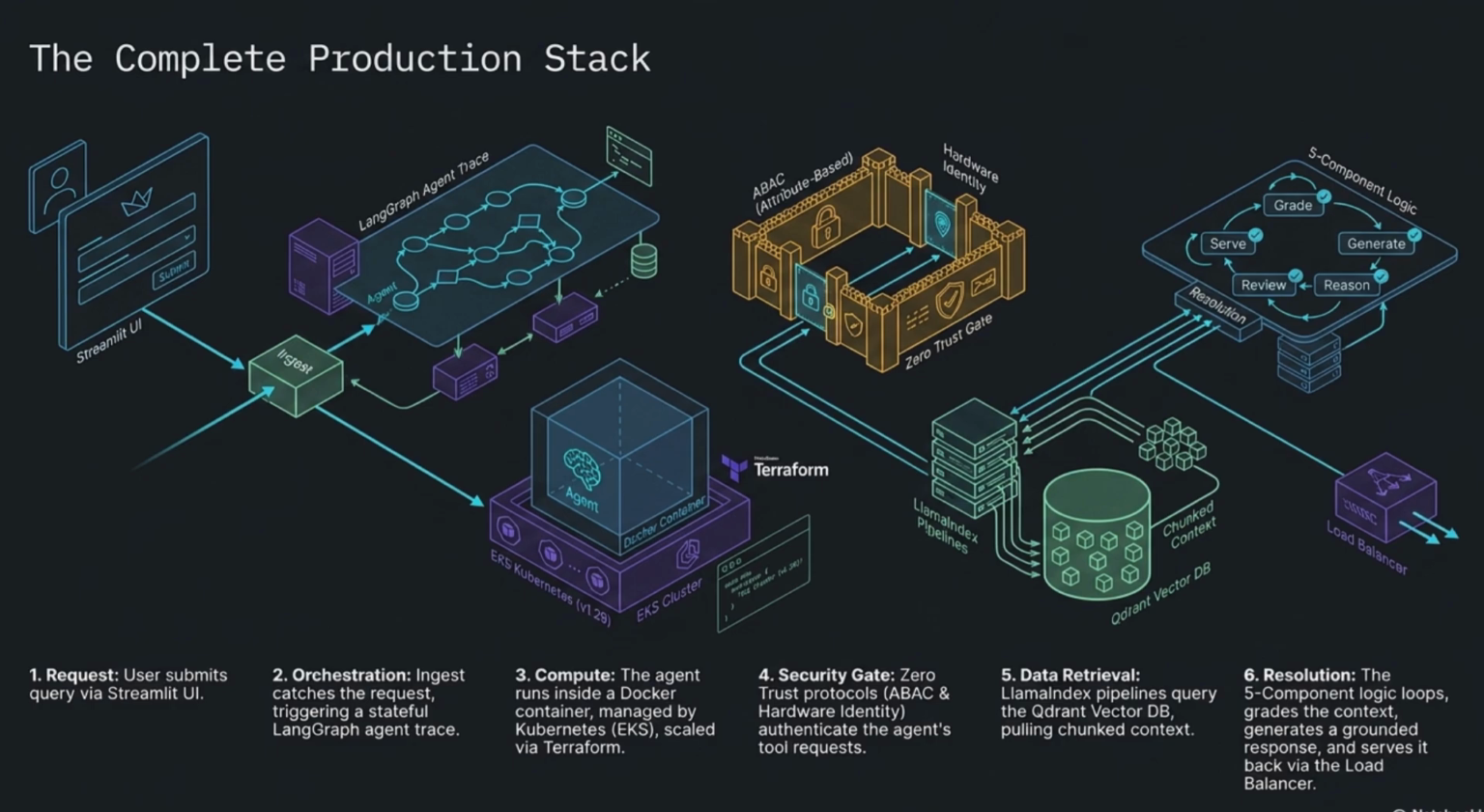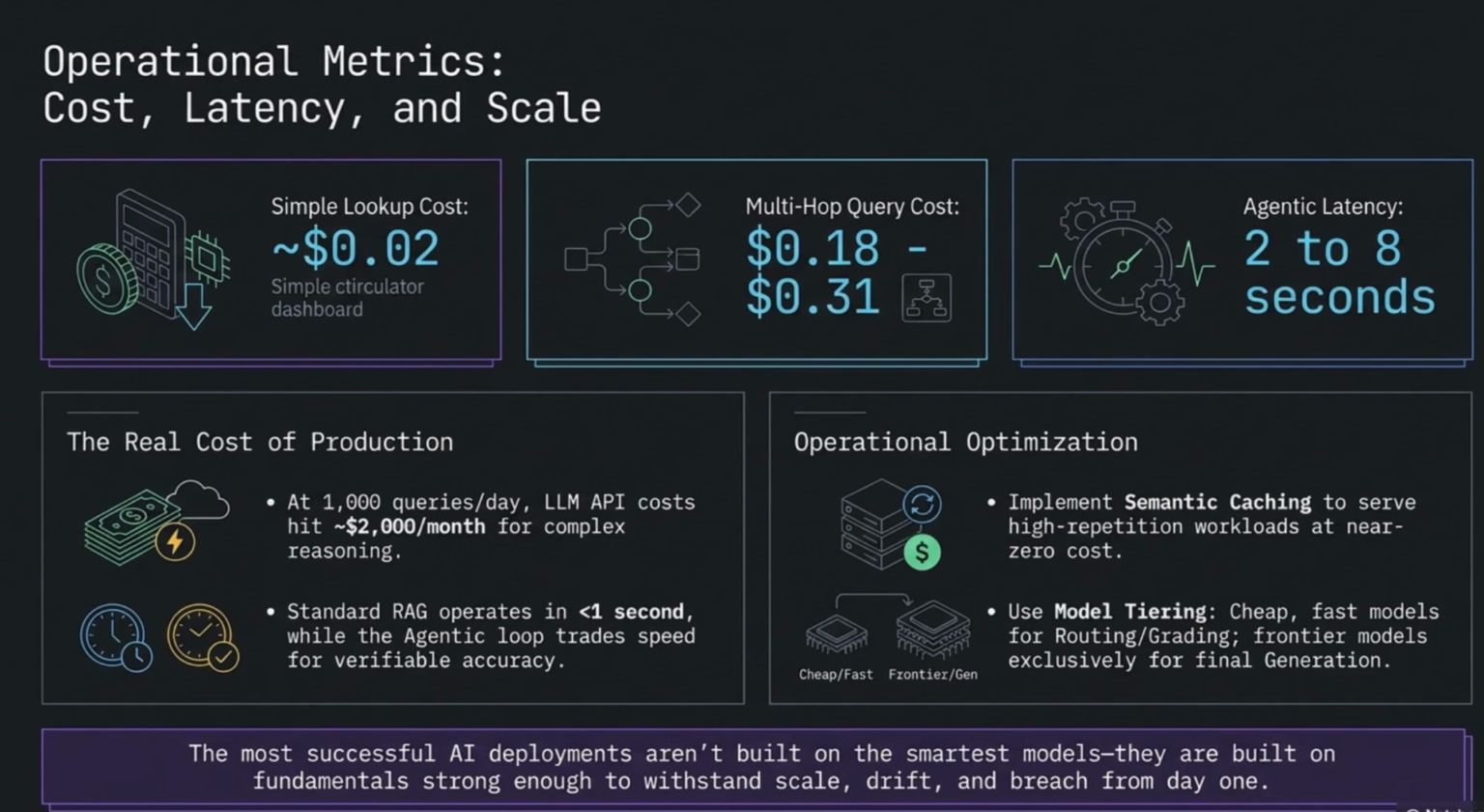Operational metrics are crucial for managing cost, latency, and scale. Simple lookups cost around 2 cents, while multi-hop queries range from 18 cents to 31 cents. Agentic latency typically falls between 2 and 8 seconds. Monitoring these metrics helps you optimize performance and budget.